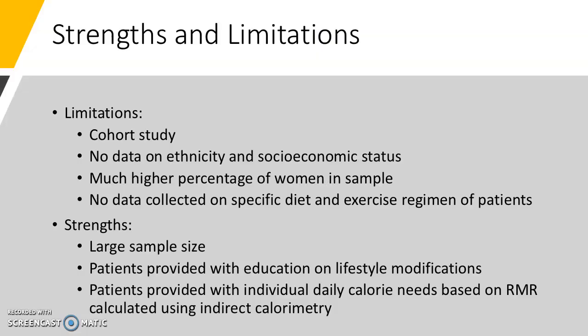So some strengths and limitations of this study. Some limitations was it's a cohort study, so it's not going to hold the same strength that a randomized control study would hold. There was no data on ethnicity and socioeconomic status, so there's no information on how generalizable to the general population this would be. There were a much higher percentage of women in this sample compared to men. And there was no data collected on the specific diet and exercise regimen of the patients. So although they were given meal plans to follow, we don't know what types of foods they were eating. We don't know what exercise they were completing.